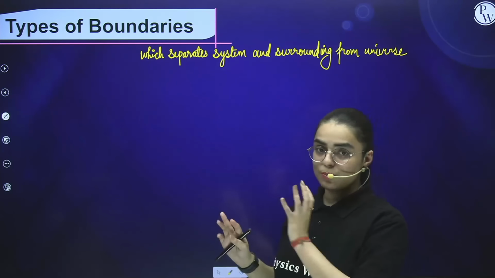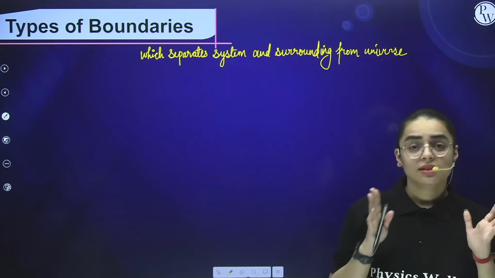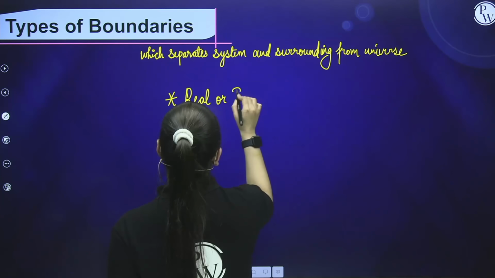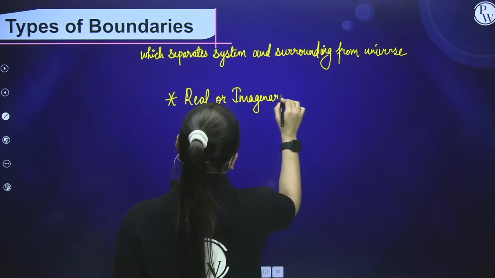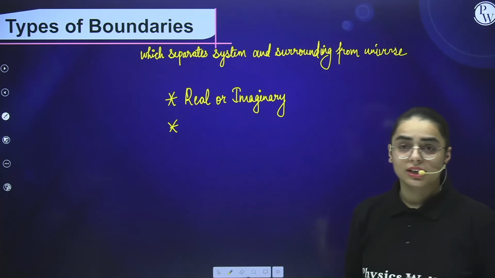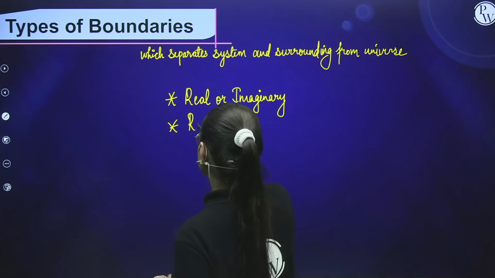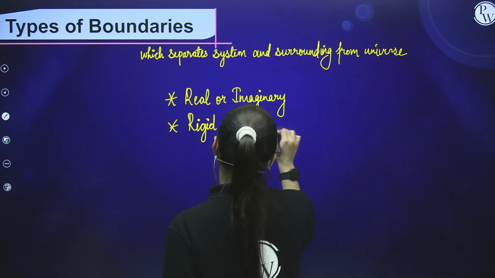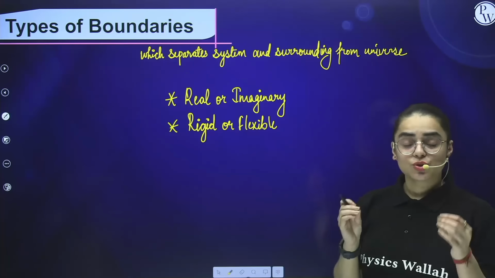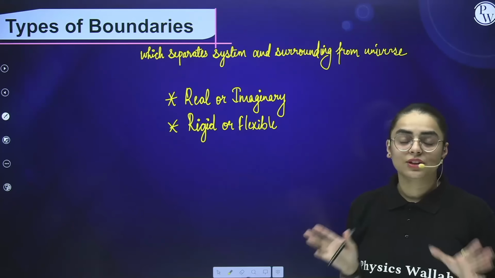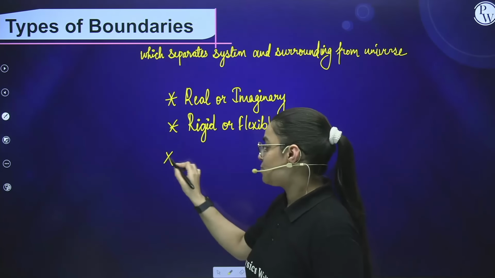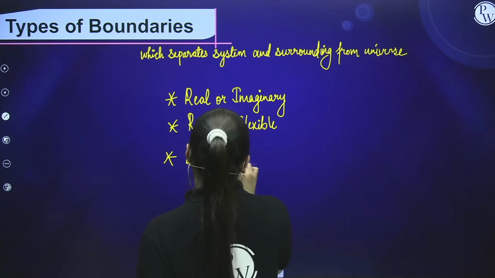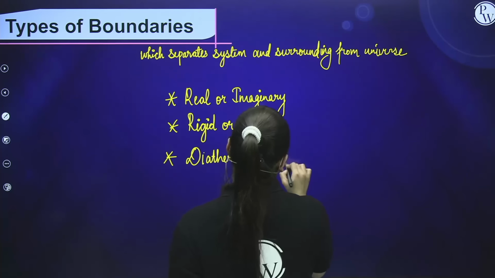So when I am talking about the chemistry portion, we have classified boundaries into three categories. Number one is real or imaginary. Now the next one is rigid or flexible. See, there is nothing to learn in all of these terms. You just have to understand them with respect to your day-to-day life. That's it. Now the next kind of boundary that comes over here is diathermic or adiabatic.